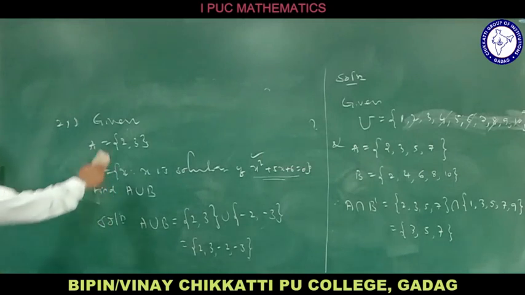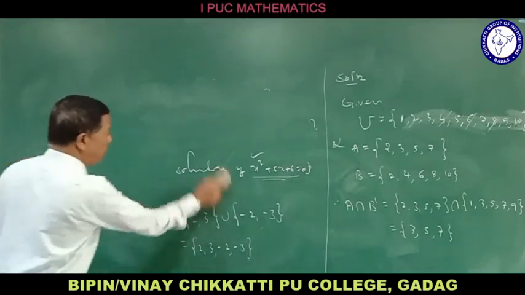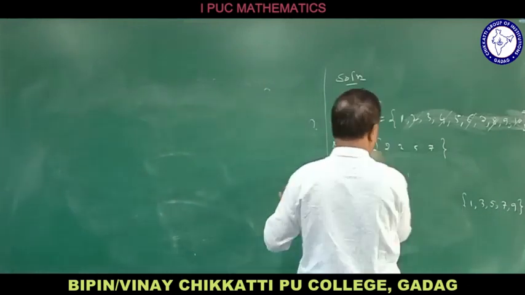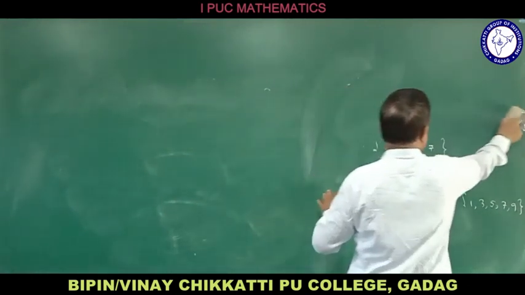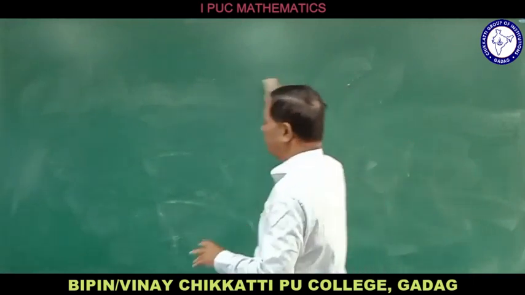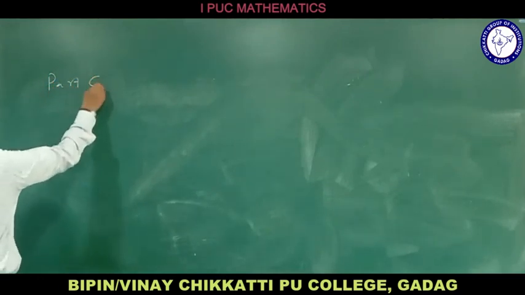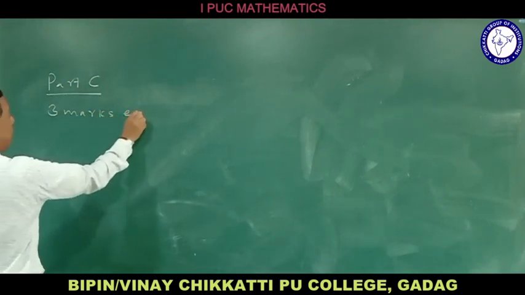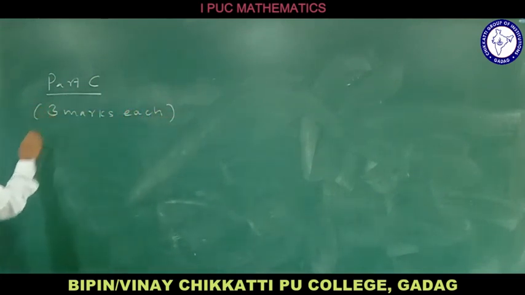So now let us see some problems which I want to consider under part C. That's also equally important for us. So in part C, each question carries how many marks? 3 marks. So now I am taking part C questions of 3 marks first, because they are very important. First question I am going to write.